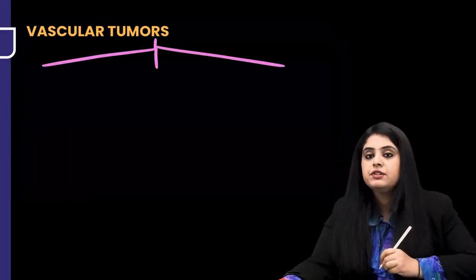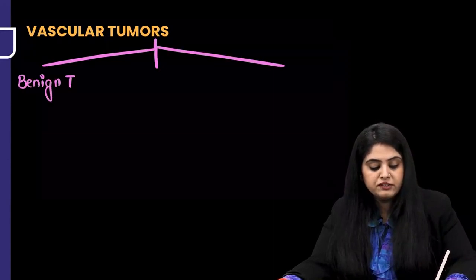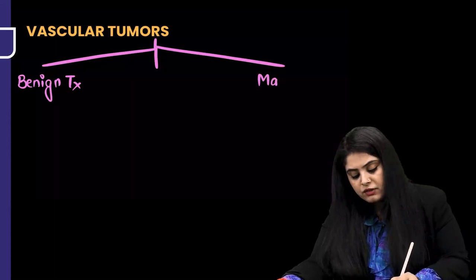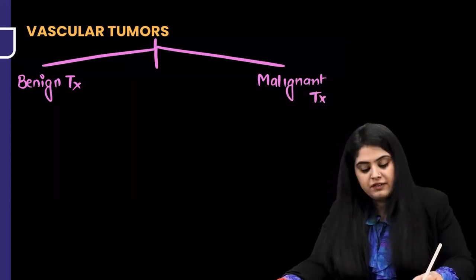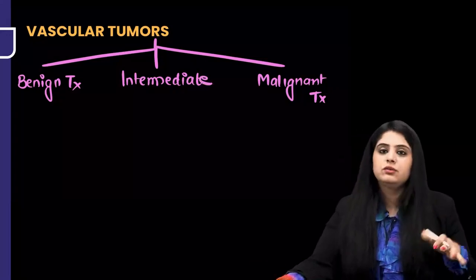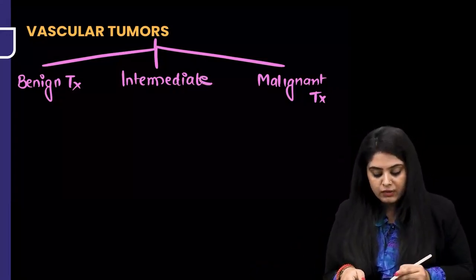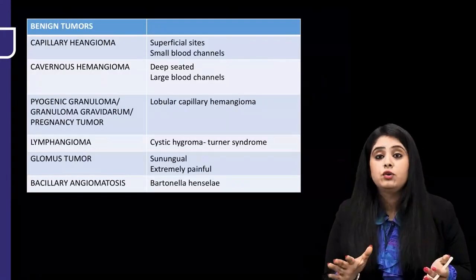Vascular tumors are divided into 3 types. One of them is all the benign tumors, which I'll explain to you. The second variety is obviously going to be all the malignant tumors, and then there is a gray zone variety in the middle. So that is the intermediate category of tumors. That gray zone, neither benign nor malignant, that kind of category. So let's get going. I know it's a long table, but it'll solve all your questions.